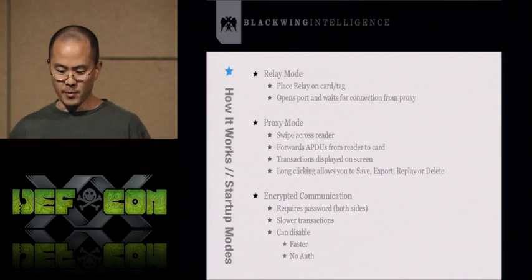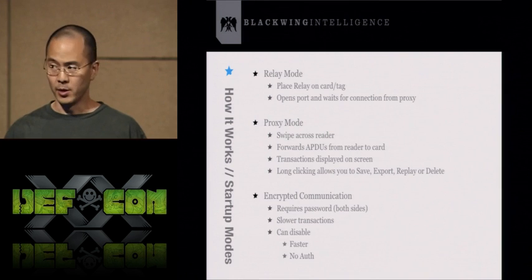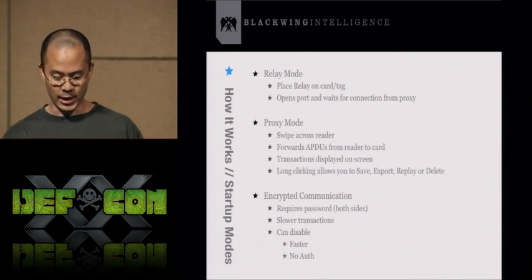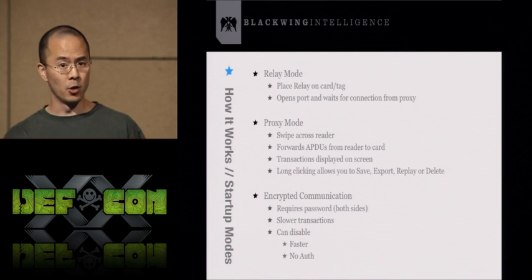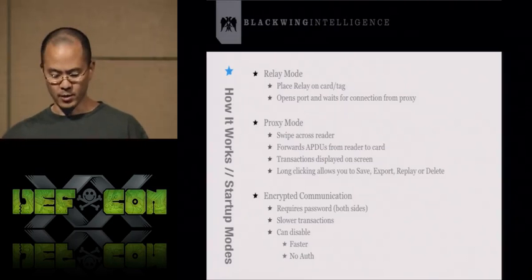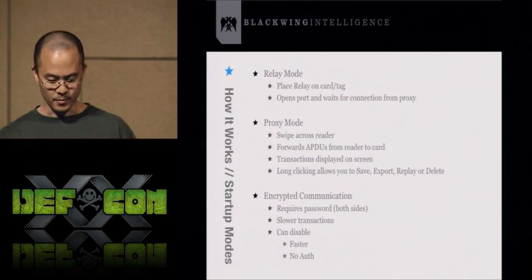All right, so startup mode. When you start up the NFC proxy for the first time, it'll ask you which mode you want to be in. You can choose either relay mode or proxy mode. In relay mode, again, you place the phone next to a credit card. And what that phone does, it opens up a network socket and waits for a connection from the proxy. So with the proxy phone, you take that and swipe it across a reader. And what that does is it forwards all the APDUs from the reader to the relay phone.